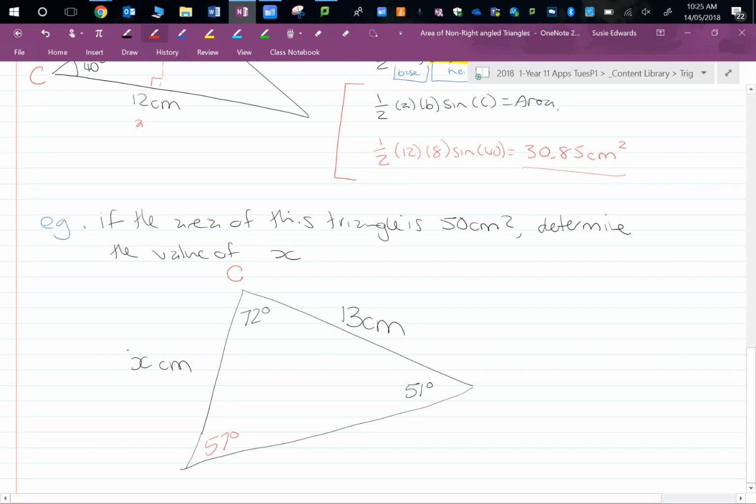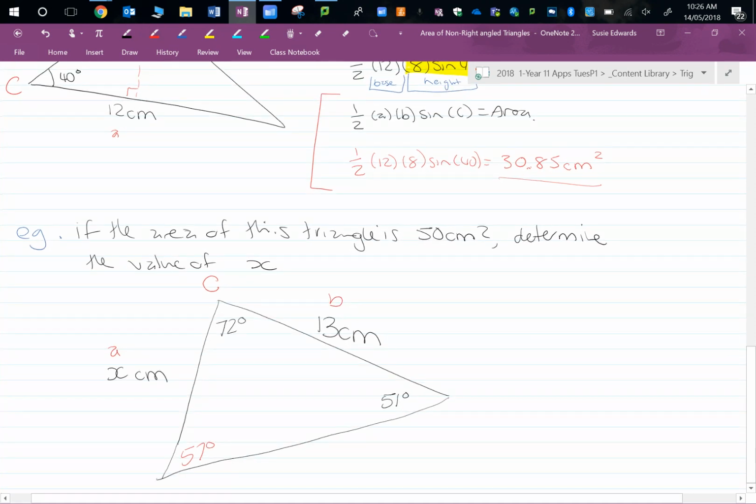Now, again, it doesn't really matter which one's A or B. I usually just go left to right. So I've checked if there's a right angle. There isn't. That means I have to use the area rule, which means I have to label with capital letters and lowercase letters, and I have to label the angle in between the two sides as C. So we've done that so far. Then we write out our formula.